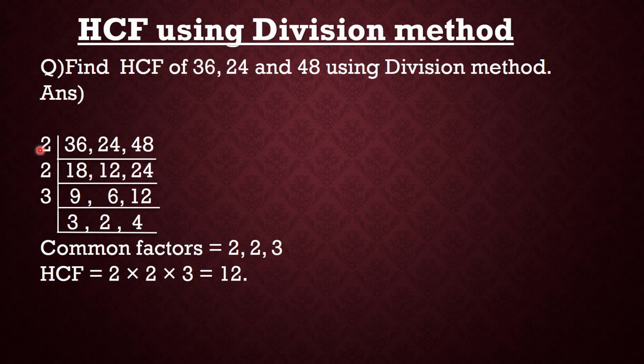So what do you mean by even numbers? If you have 2, 4, 6, 8, 0 in the ones place, those are known as even numbers. So all the even numbers can be divisible by 2. Since all 3 are even numbers, I am going to divide by 2.